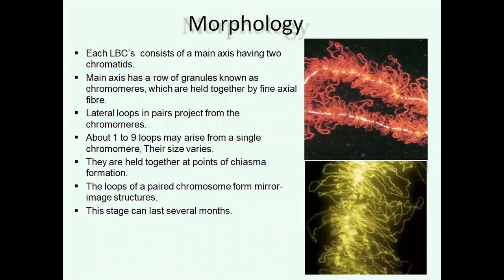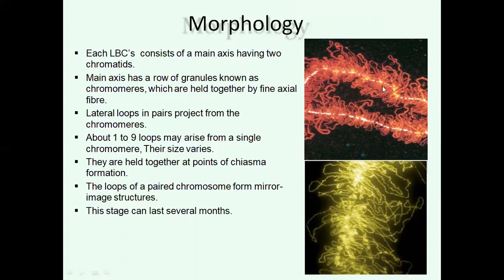The morphology of lampbrush chromosomes: it consists of a main axis having two chromatids. During meiosis, the two homologous chromosomes pair, which is known as synapsis. So it consists of a main axis having two chromatids. The main axis has a row of granules known as chromomeres, which are held together by fine axial fibers.